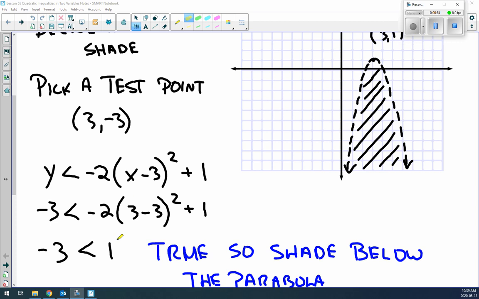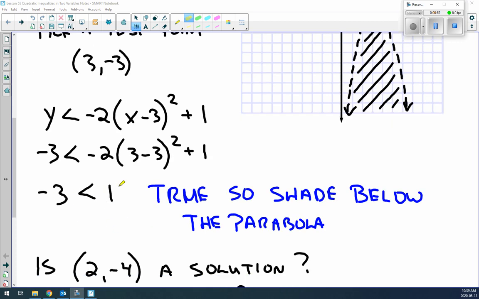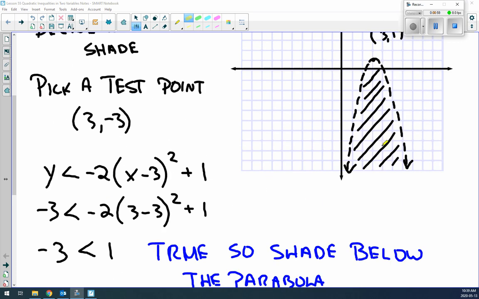So we plug it in. We've figured out, yeah, -3 is less than 1, so it's true. So we shade inside the parabola. Now, if it was false, where would we shade? Well, we would shade all on the outside here.